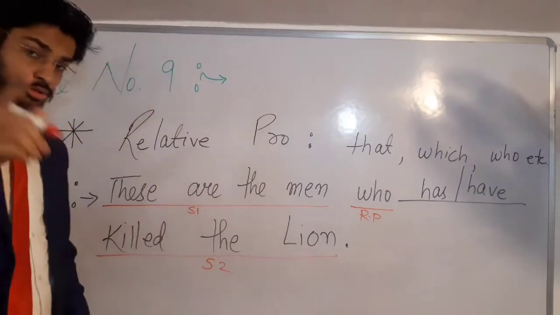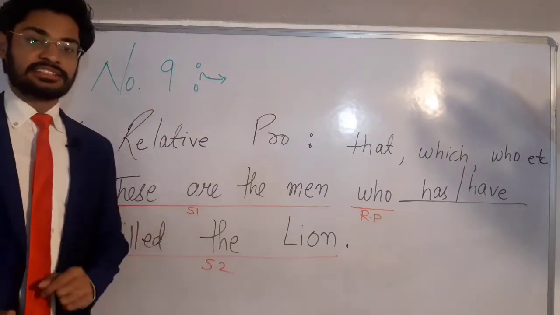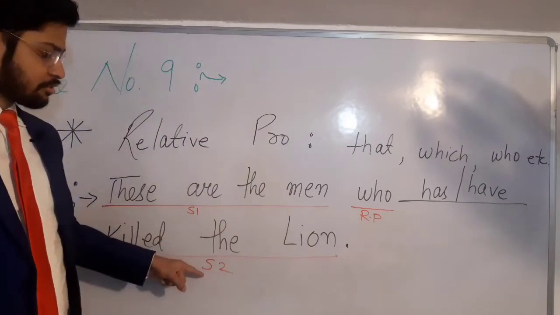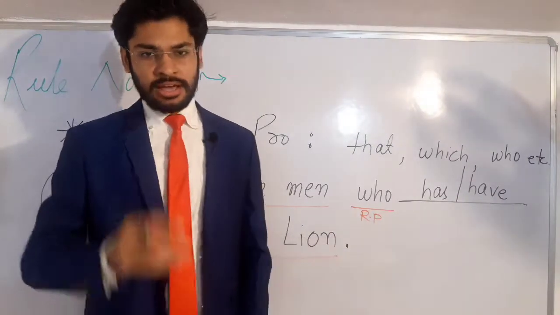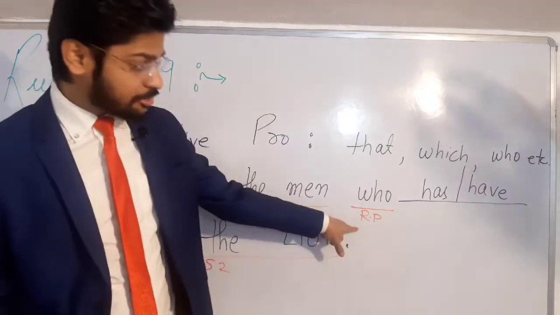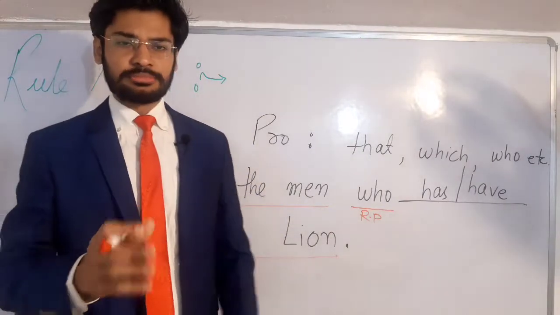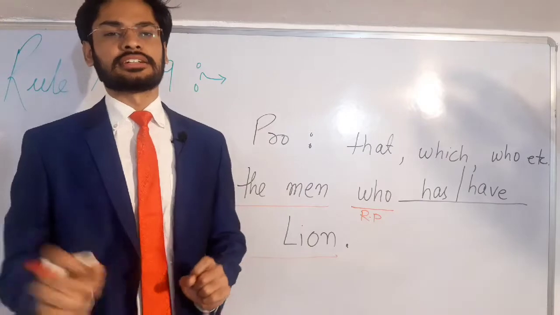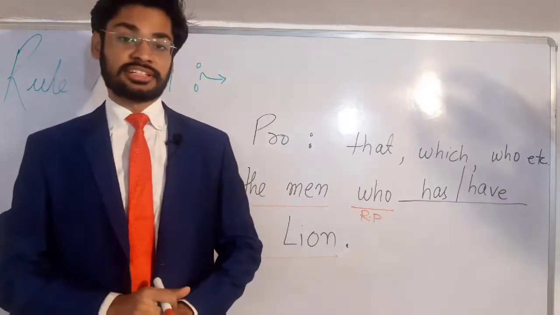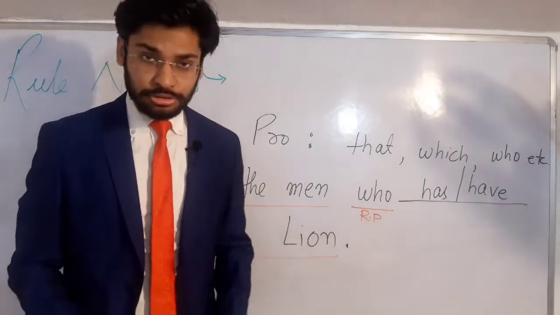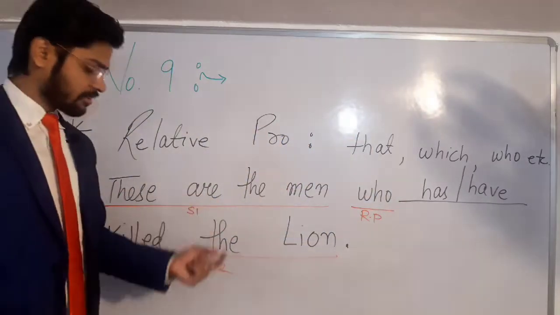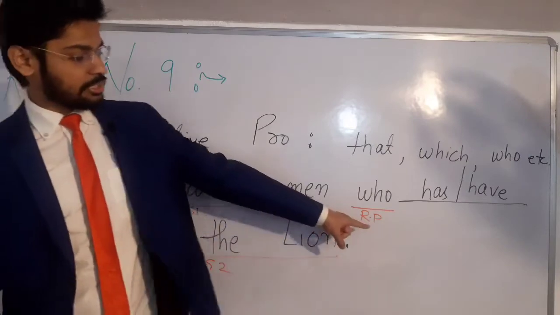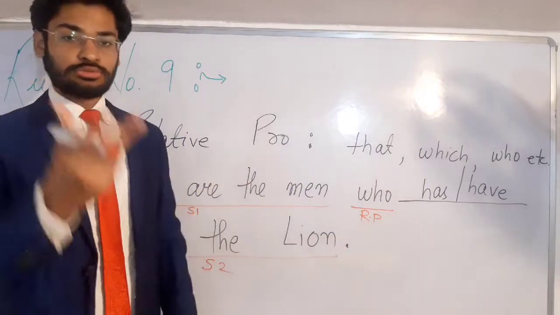So students, you all can see here, these two sentences, sentence 1 and sentence 2, are joined by a relative pronoun who. Apart from conjunction, a relative pronoun is also responsible for joining two sentences. It's not only conjunction which joins two sentences. Relative pronoun also joins two sentences. So you can see here, sentence 1 and sentence 2 have been joined by a relative pronoun who.